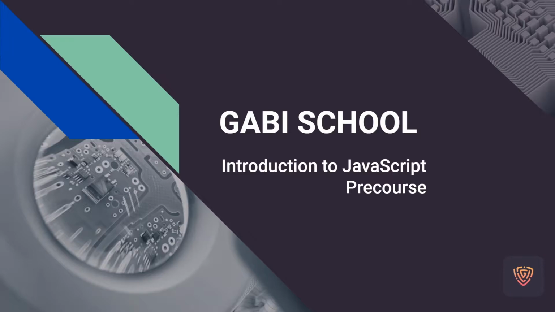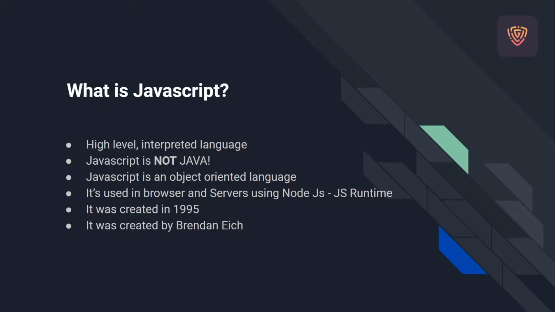So JavaScript is our first programming language. What is JavaScript? JavaScript is a high-level interpreted language. This you will learn later. It might not make sense to you what a high-level interpreted language is. It's going to take time to go in depth into what that is, but we will talk about that in the class.